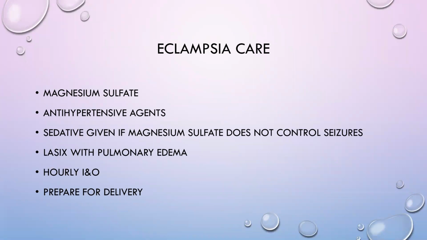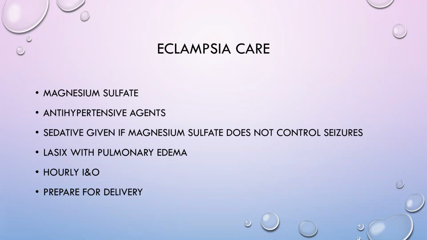After preeclampsia continues, it can lead to seizures. Once it has led to a seizure, they are now eclamptic, or eclampsia. Care for women with eclampsia also includes magnesium sulfate, other antihypertensives, maybe sedatives. These women will have to be watched very closely, maybe in an ICU setting. They may get Lasix for pulmonary edema. We're going to be doing hourly I's and O's, checking intake and output, along with vital signs.